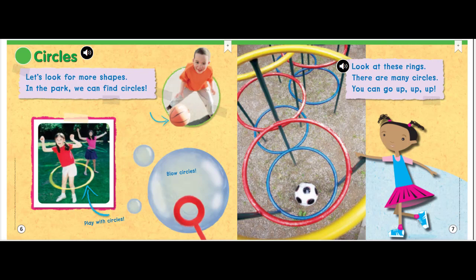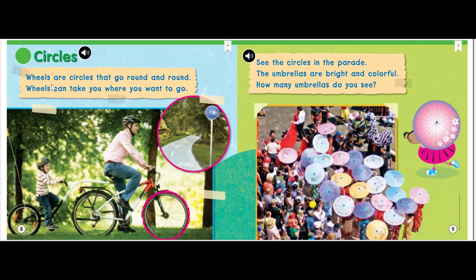Circles. Let's look for more shapes. In the park, we can find circles. Look, we have the basketball, the bubbles, the hula hoops. Look at these rings. There are many circles. You can go up, up, up, up, up. Circles. Wheels are circles that go round and round. Wheels can take you where you want to go. See the circles in the parade. The umbrellas are bright and colorful. How many umbrellas do you see? I just tried counting myself, and that's a lot of umbrellas.